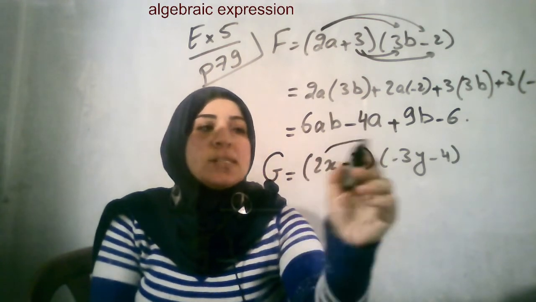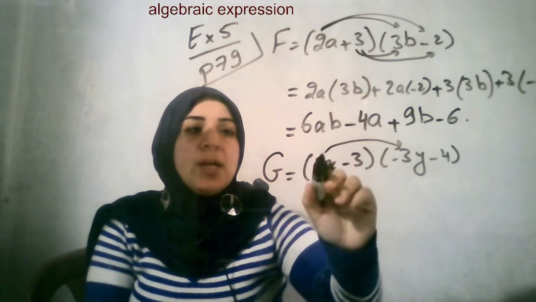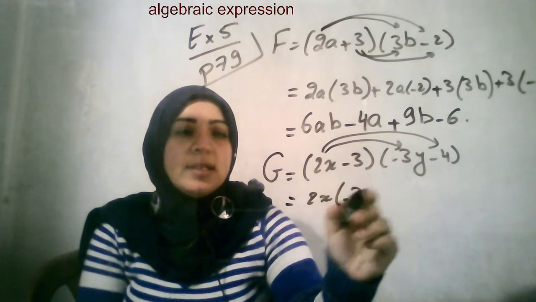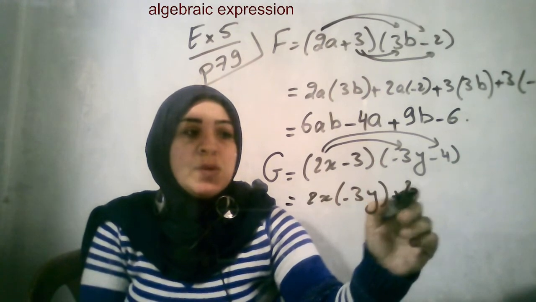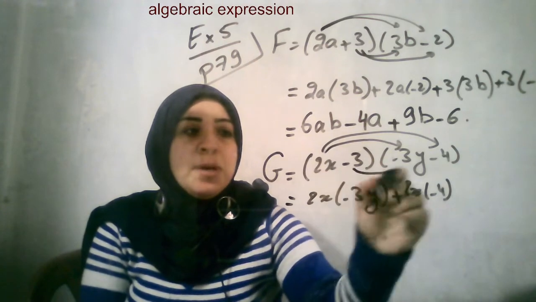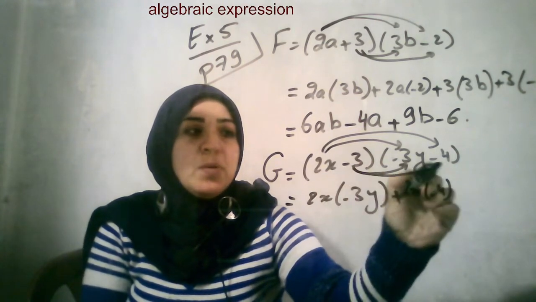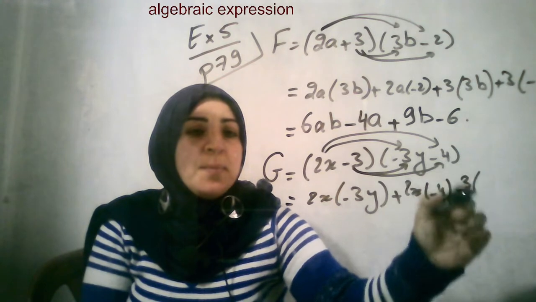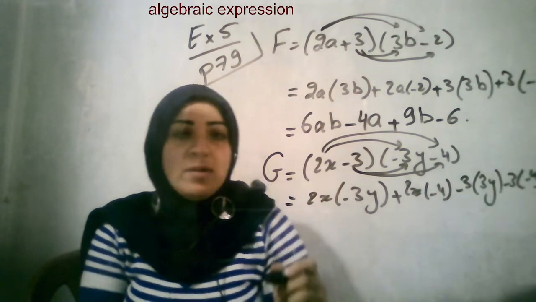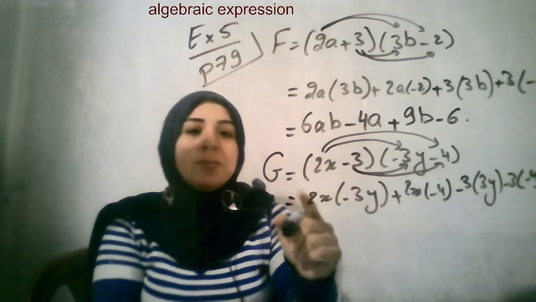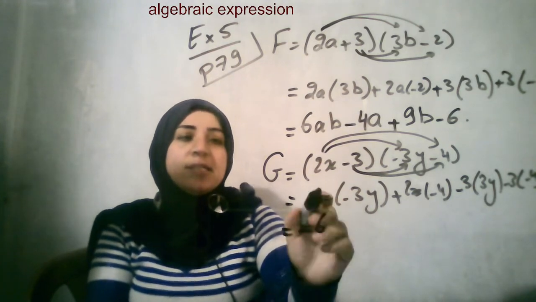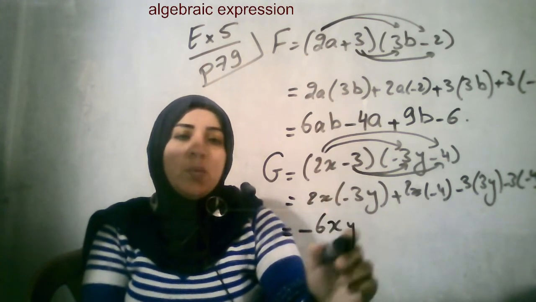Now, 2x multiplied by minus 3y, and then 2x multiplied by minus 4. I can write it here. It's plus 2x into minus 4, and then the next one, minus 3 multiplied by minus 3y, and the same, minus 3 multiplied by minus 4. Now let's solve it. We start with the signs. Plus and minus is minus. 2 times 3 is 6. x times y is xy.